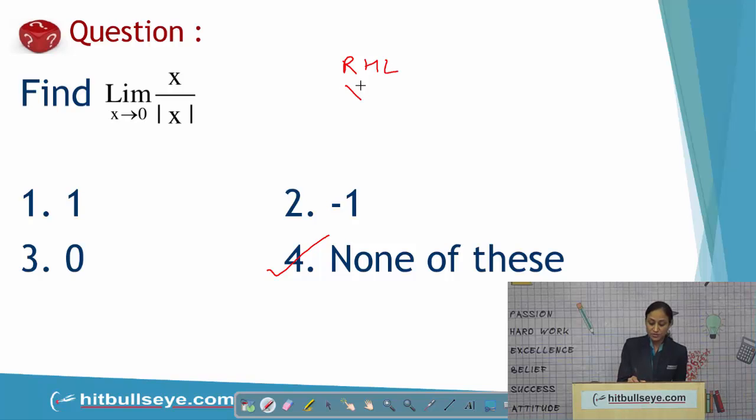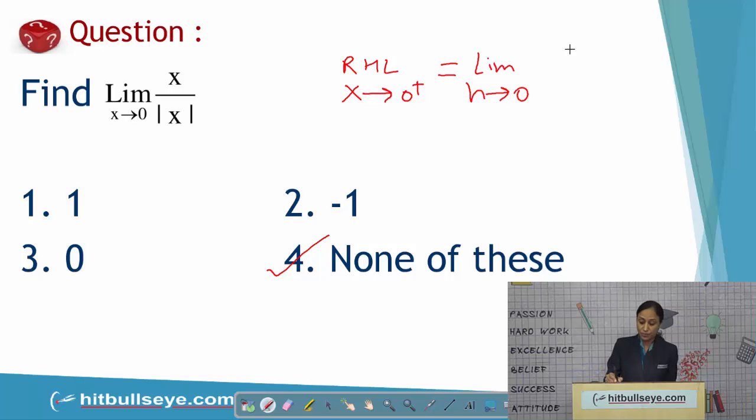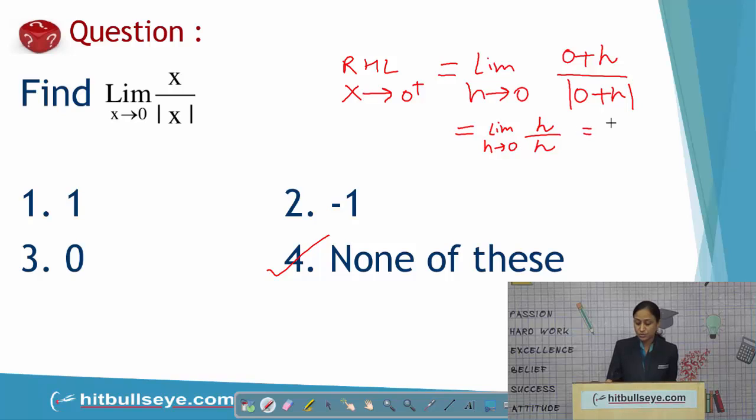For right hand limit, we take x approaching 0 plus, and you have learned that the working rule for this is we take limit h approaching 0 and replace x by 0 plus h here. So we'll have in the numerator 0 plus h, and in the denominator we will have mod of 0 plus h. Now this will ultimately come down to be h upon h, limit h approaching 0, which is equal to 1.